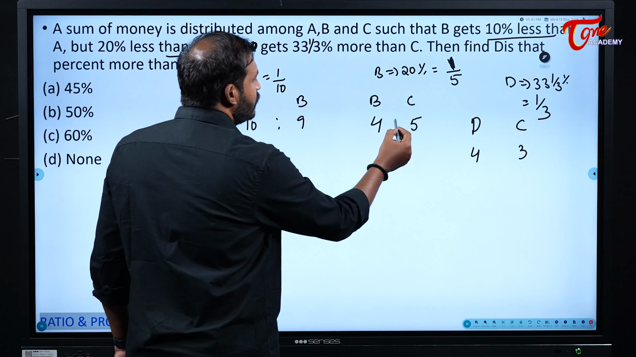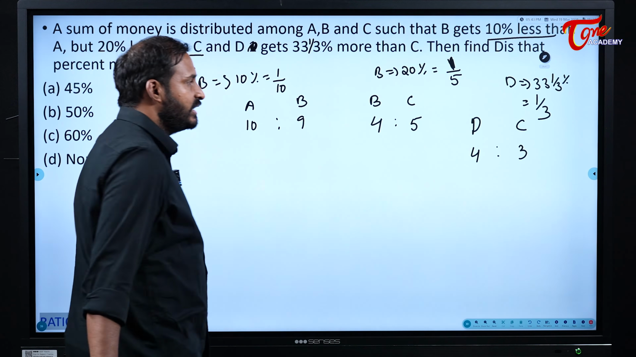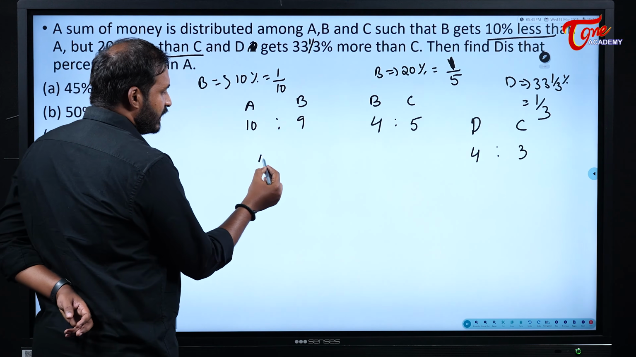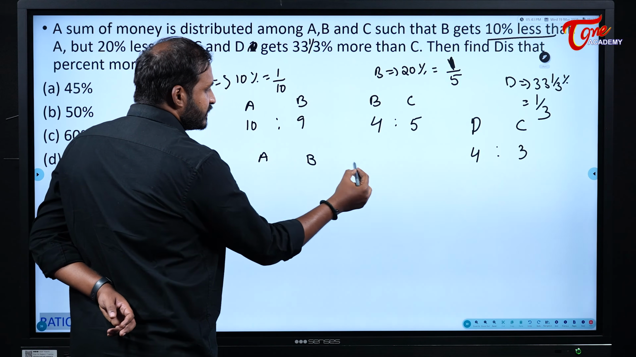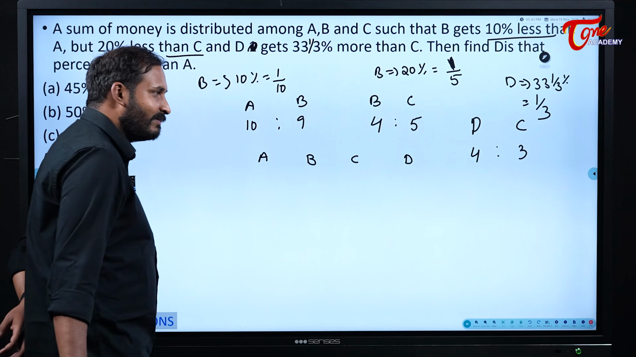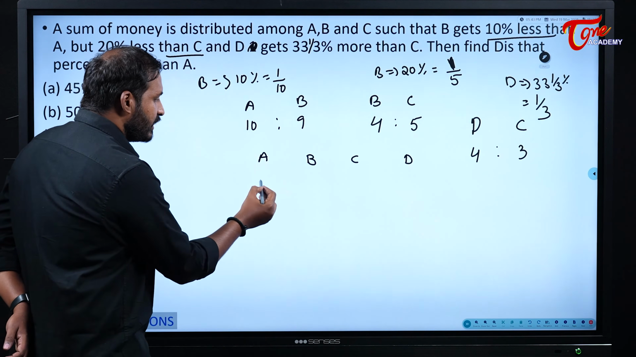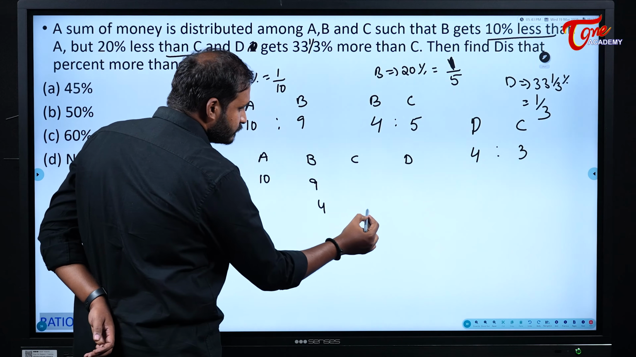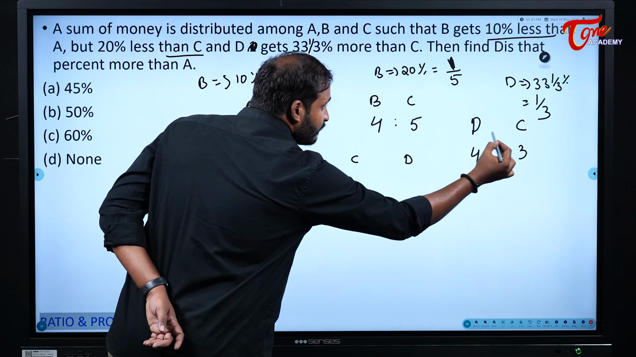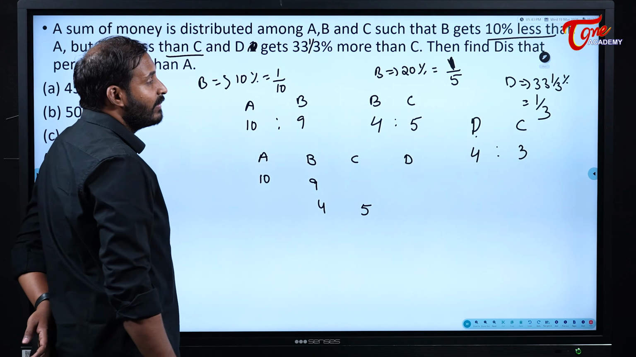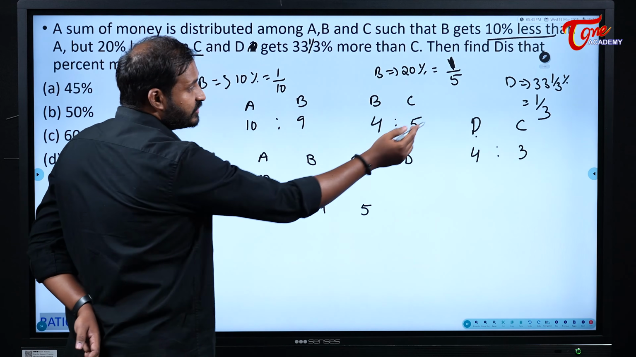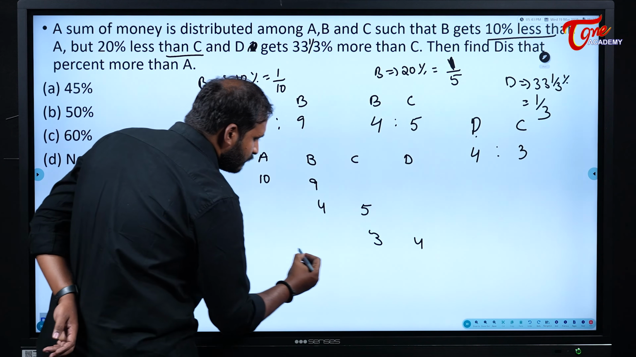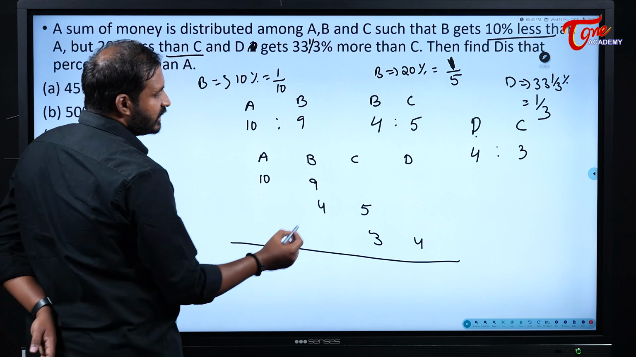A is to B I have, B is to C I have, D is to C I have. Now I will try to join the ratios. Please observe carefully. A, B, C and D. A is to B is 10 and 9. B is to C is 4 and 5. And here I have written D is to C, but we want C is to D. C is to D is 3 is to 4.